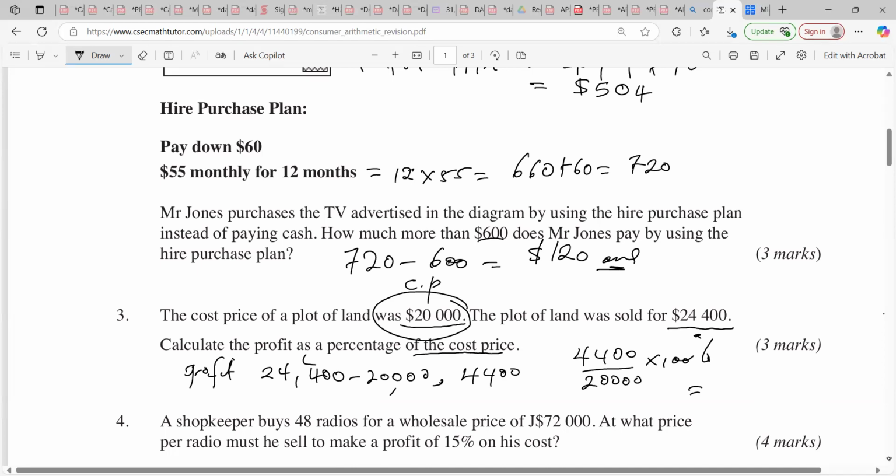That works out to 22%. All right, so I want my calculator now. Film, what you guys got?